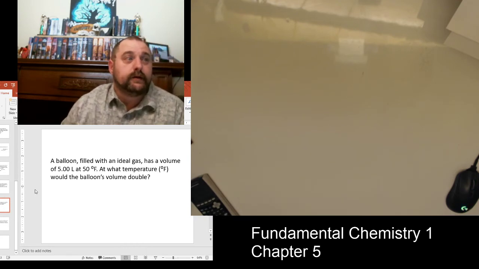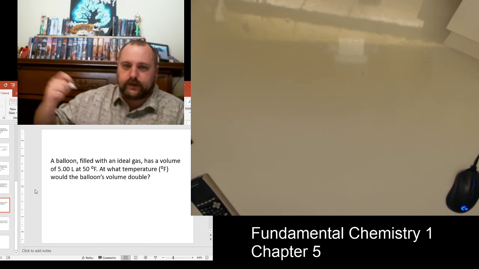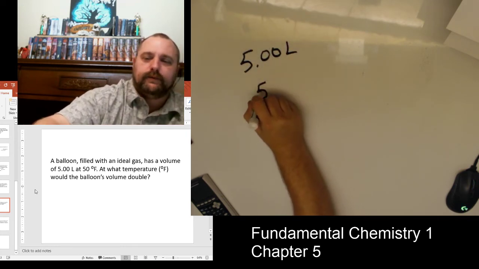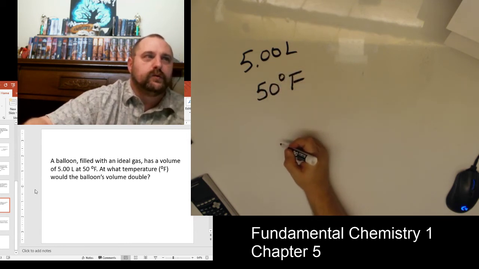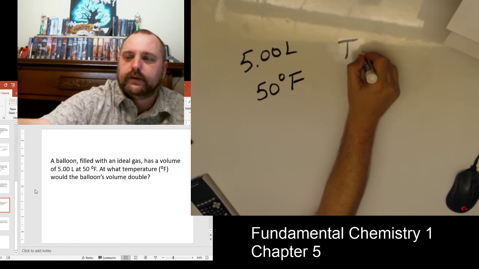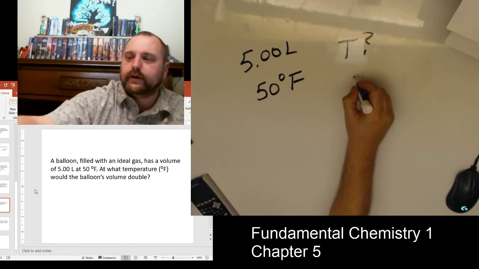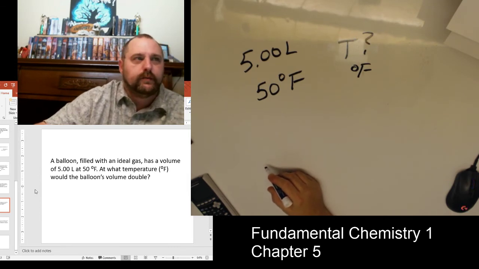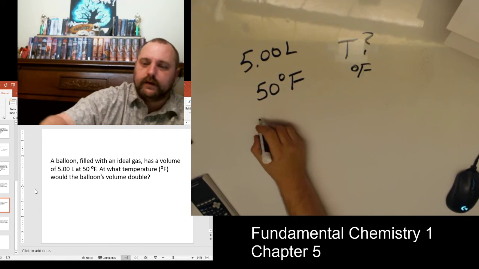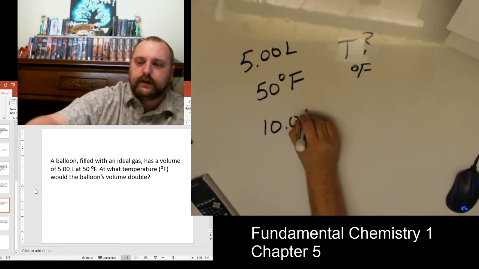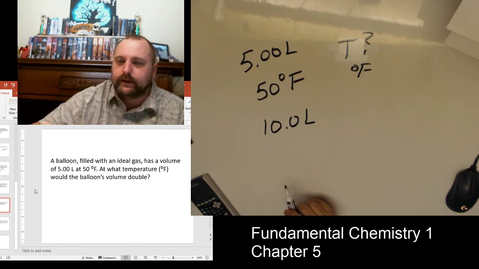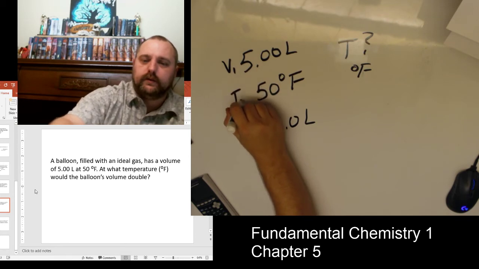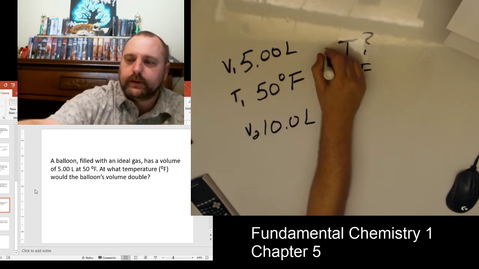This one says we have an ideal gas. It has a volume of 5 liters. So let's start writing our numbers down. 5.00 liters at 50 degrees Fahrenheit. And it says what temperature, so this is what they want, temperature. And they want it in degrees Fahrenheit. So I'm going to go ahead and put a little note there. And it wants the volume to double. So if it's 5 liters, then it wants this to be 10 liters. So this would be doubling. So I have V1 and T1 and V2, and this would be T2 over here.